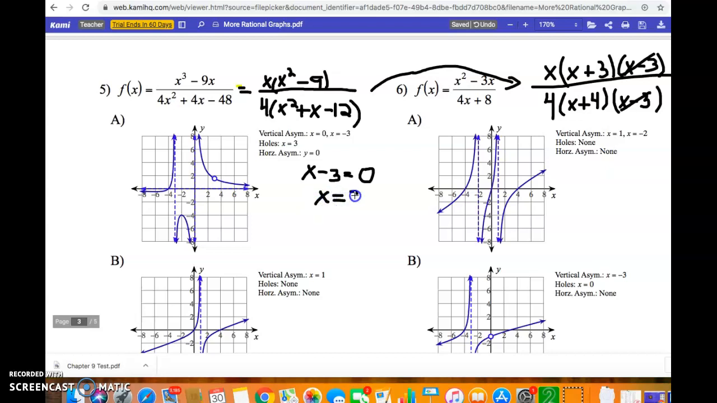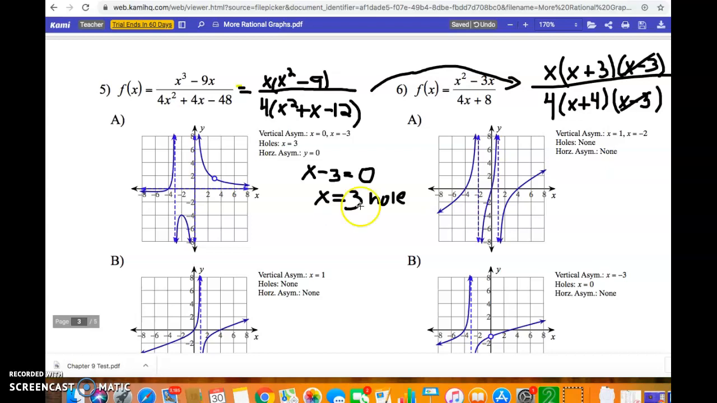Okay, so that is the hole. I'll just put hole here. So not only did we find a hole, and I'll show you what that means on your graph, but we have to find the other portion, so your vertical asymptotes and your horizontal asymptotes.